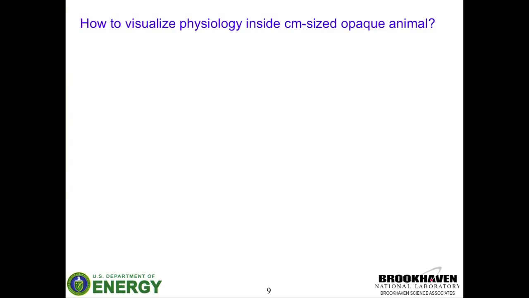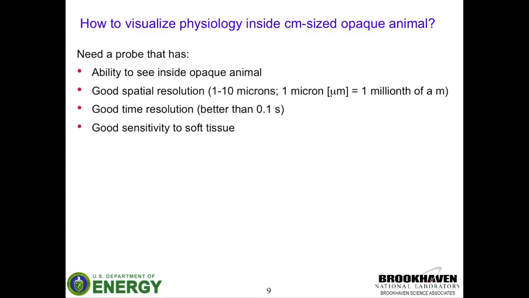All right. So what do you need to visualize the physiology inside a small, millimeter- to centimeter-sized, opaque animal? Well, you need a probe to see inside the opaque animal, right? You need good spatial resolution. And what you need is spatial resolution in the 1 to 10 microns range. 1 micron is 1/1,000,000th of a meter. And as a reference, your hair is about 100 microns in diameter. You also need good time resolution. What that means is, physiology involves a lot of moving parts, right? So if you want to take a picture of a moving part, as you know from photography, you need a fast exposure.